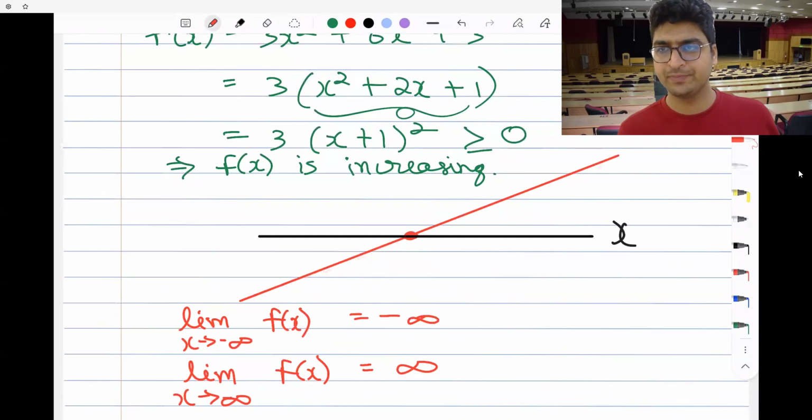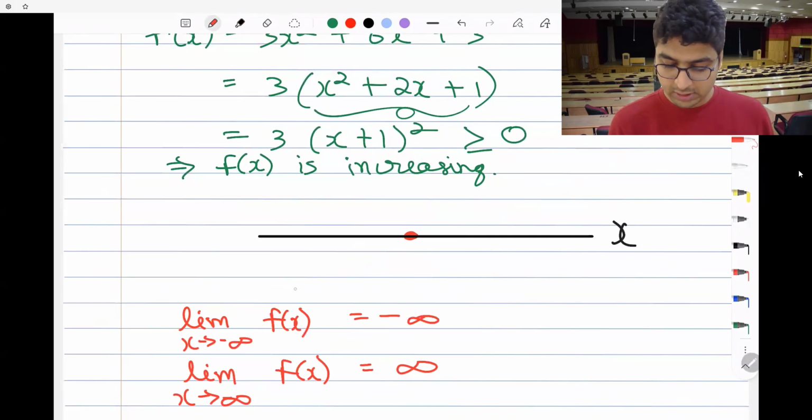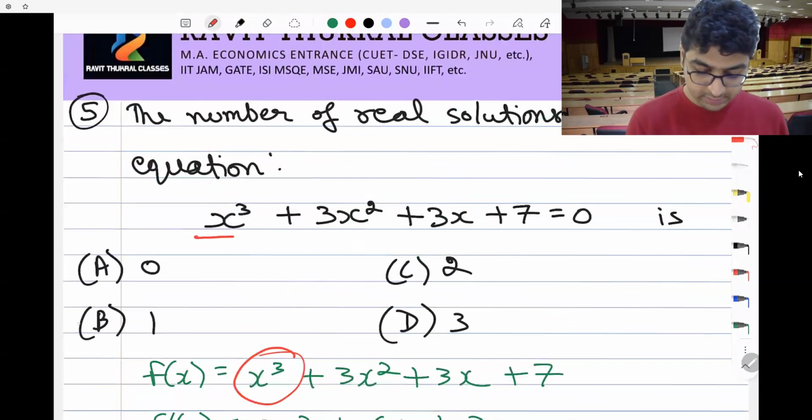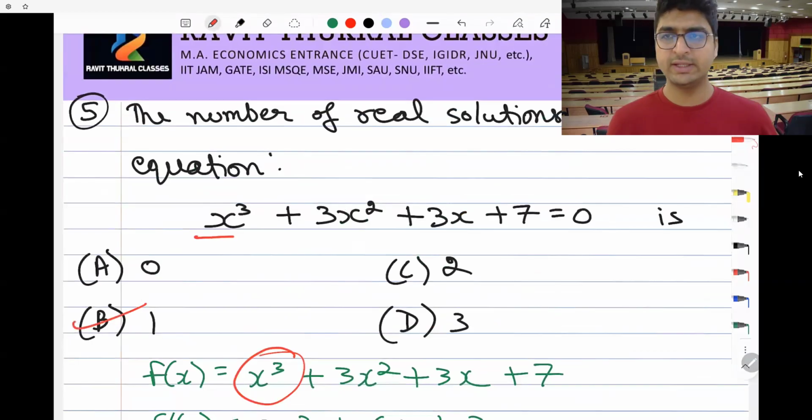Okay, and there is no other option. It cannot go anywhere else. It will cut only once. It will not come back because it is an increasing function. So it has to be like this. Okay. So the answer is B. So that's problem set 1.